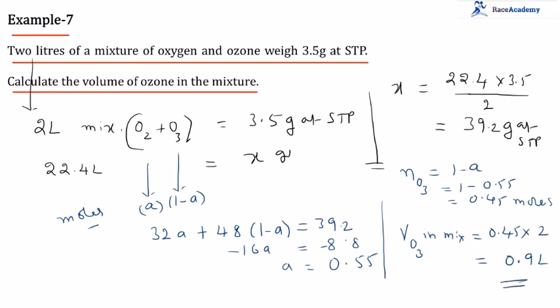Hope you understand. Here there is a twist. After finding the x value, the mixture mass, we have to assume some number of moles of ozone or oxygen, and after that we have to find the volume of ozone in the mixture.